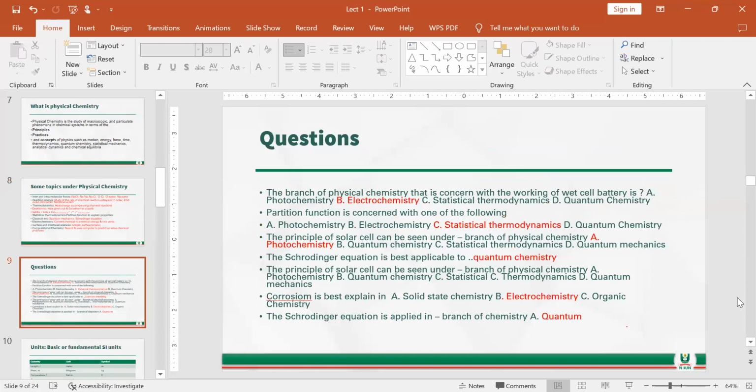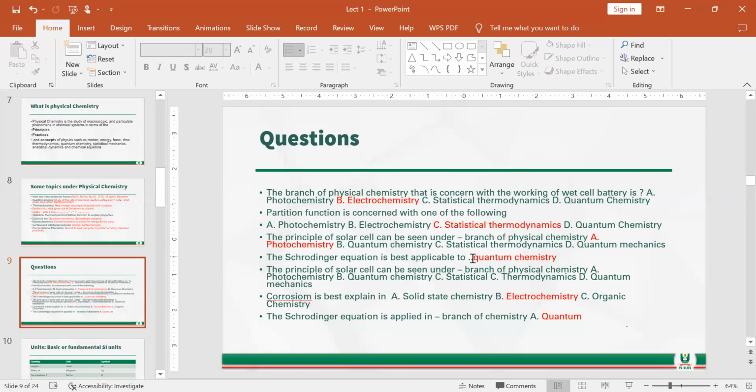A branch of physical chemistry that is concerned with the working of wet cell battery. Wet cell battery is what? The answer is electrochemistry. Partition function is concerned with one of the following. First, partition function, I've mentioned, is concerned with statistical thermodynamics, and Schrodinger equation is concerned with quantum chemistry.